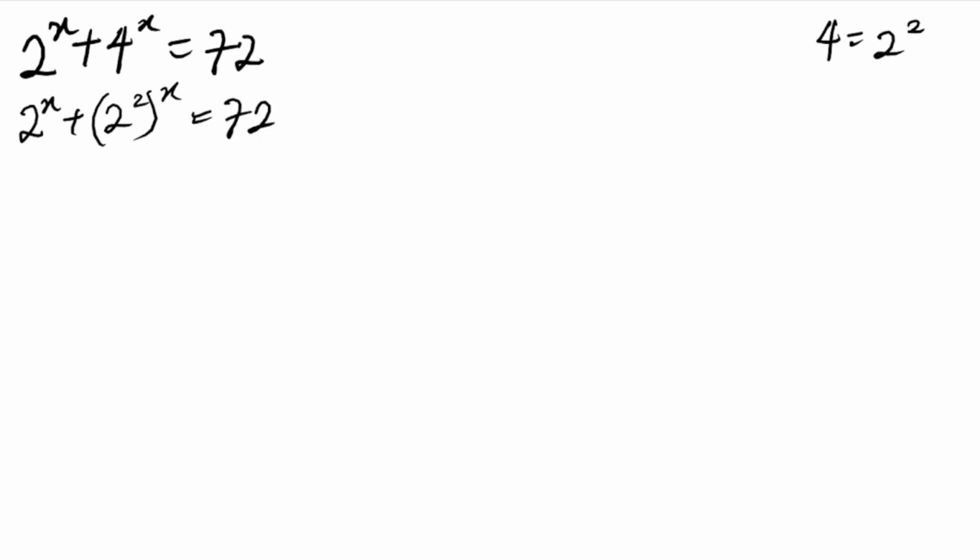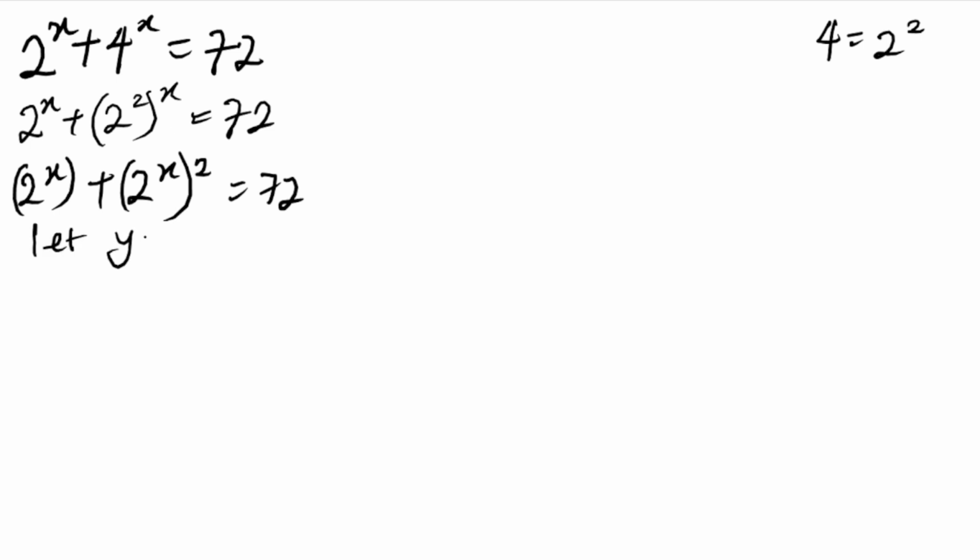Now looking at this, I can also write this as 2 raised to the power of x plus 2 raised to the power of x all squared, equal to 72. That is 2 multiplied by x is 2x, then x multiplied by 2 is also 2x. So it's still the same thing.